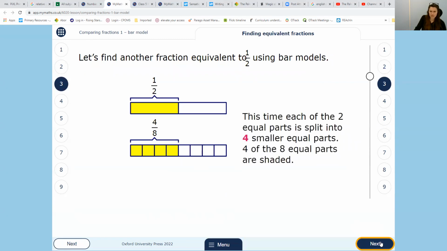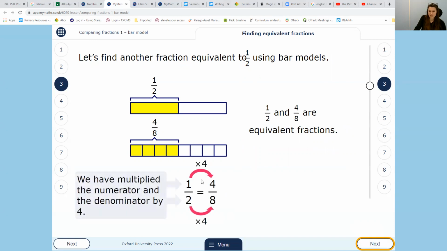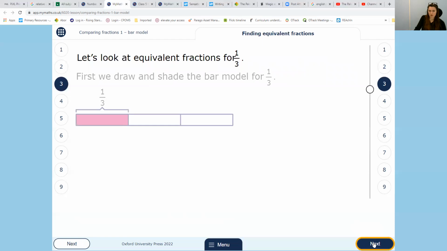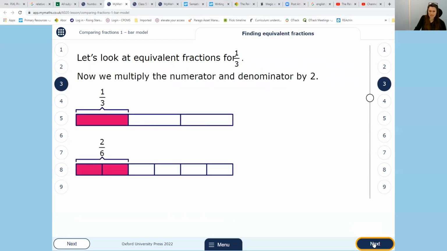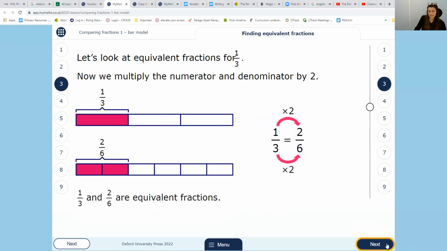So let's check our equivalents here. 1/2 is equivalent to 4/8. Let's check. Yes, because if we times both of them by the multiple of 4, we get 4/8. Okay, let's find an equivalent fraction to 1/3. If I times them both by 2, I'd get 2/6. And as you can see visually, they are the same size.